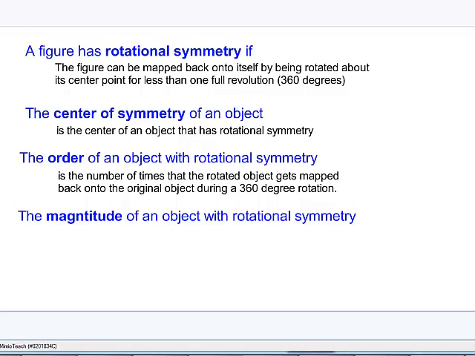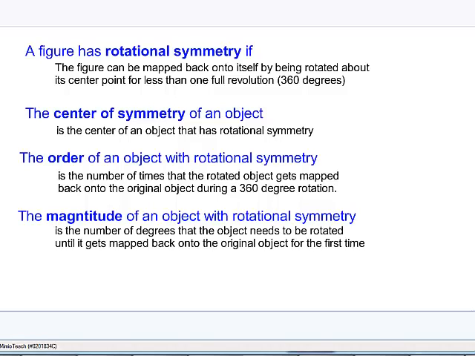And then the magnitude of an object that has rotational symmetry is the number of degrees that it takes to rotate the object until it gets mapped back onto itself for the first time. So keeping in mind there's 360 degrees in a circle, the way you can calculate the magnitude is just taking that 360 degrees in a total revolution and dividing it by the number of times that the object lines up with its original image.